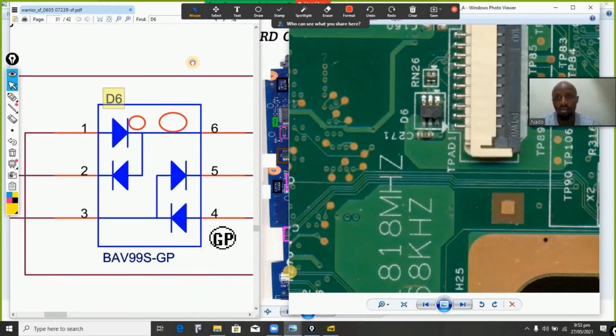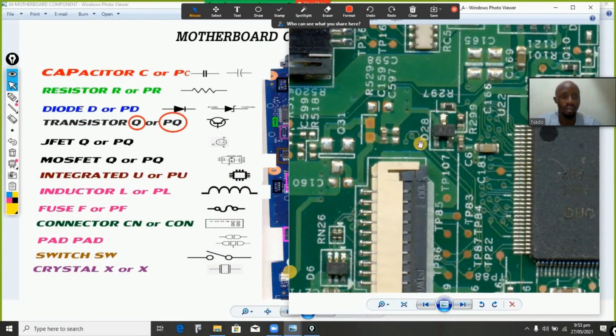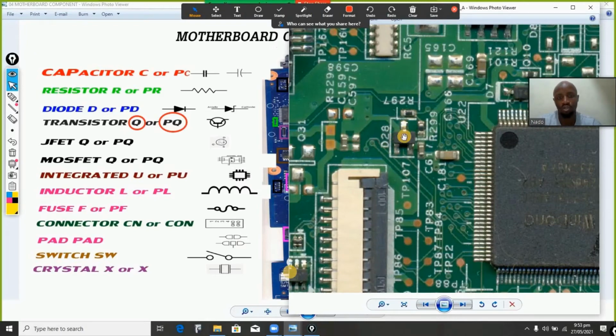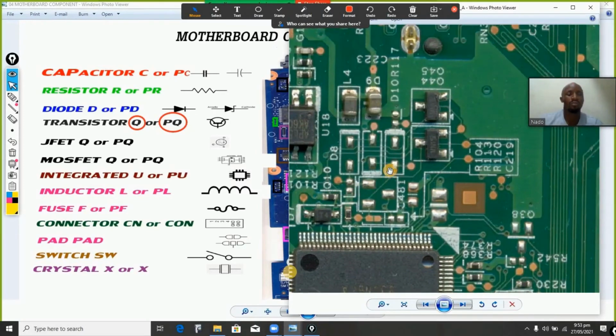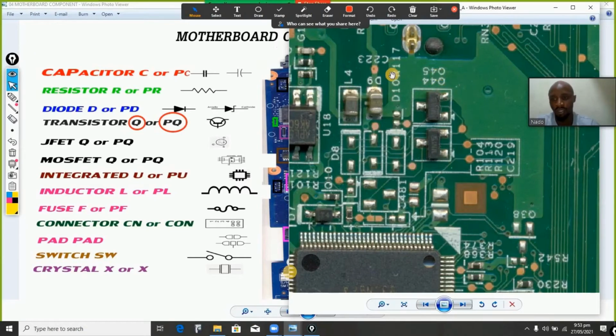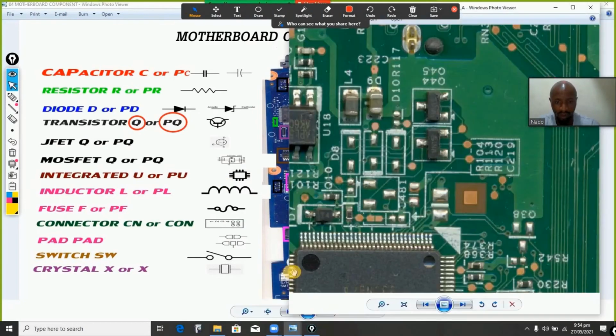Let me use another picture here. They are always represented with Q. This is a diode here, a 3-leg diode, so this is going to be 2 diodes. This is one leg of the diode and the other leg of the diode, so this is a 2-leg diode. Transistors are represented with Q or PQ. The main point here is that I'll treat these two together, because they use the same abbreviation, Q or PQ, but they have different tags.